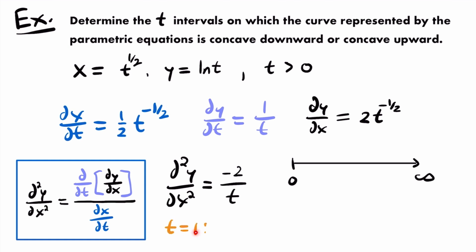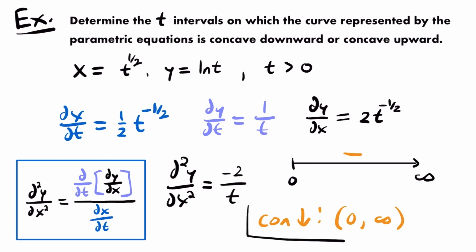If you plug 1 into the second derivative, you'll have negative 2 divided by 1, which is equal to negative 2. And so the second derivative is negative, which means it's less than 0, which means that our curve is concave down for this interval from 0 to infinity. So you could represent that with a negative sign. The second derivative is negative, and so that leads us to our same answer that we got earlier, that our curve is concave down for the interval from 0 to infinity. Okay, and so that is the final answer to this example.